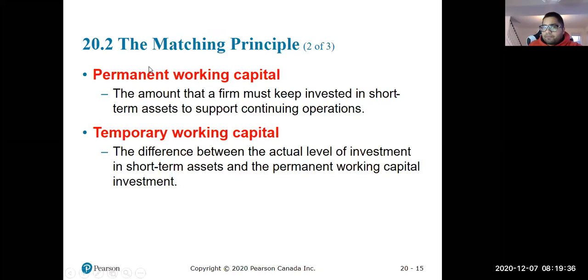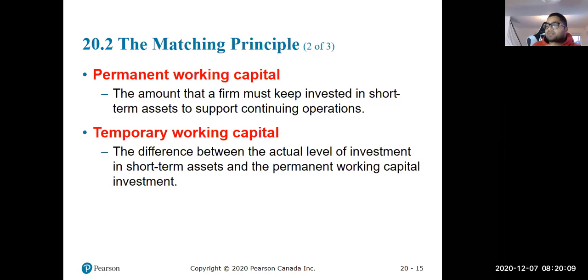Then, based on your needs, you try to estimate permanent working capital, the amount that the firm must always keep to support continuing operations. For example, for that snowboard company that we were discussing, let us assume it has 500,000 of permanent working capital. Permanent means the minimum sales will be 500,000. The minimum amount of money required per month, or per quarter, will be 500,000. That is permanent working capital.